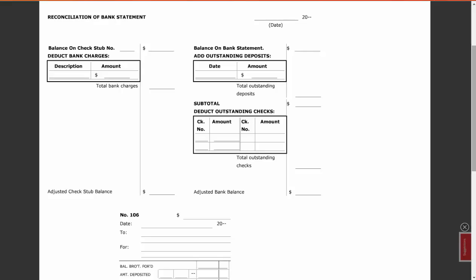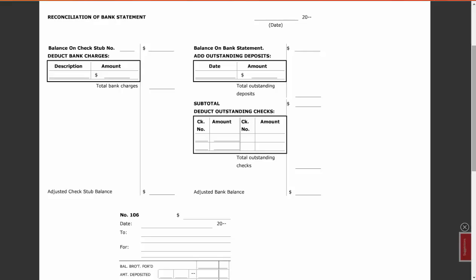So on the left-hand side, we have balance on check stub, and then do you see where it says bank charges? Now look at this word, deduct. Do you see mathematically what I am going to do with the bank charges? Subtract, right? I'm going to find it, and I'm going to subtract this number, and what am I going to have? My adjusted bank balance. So all I'm going to do on this side is take my check stub balance, subtract charges, and get a number. Not a lot of math, and you're not going to have a lot of charges here.